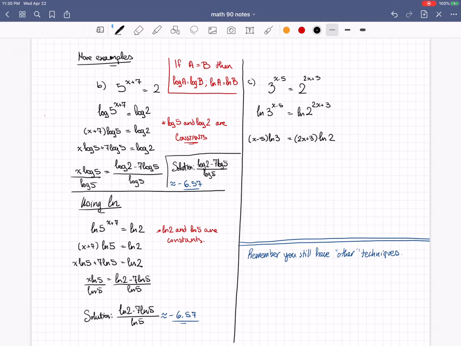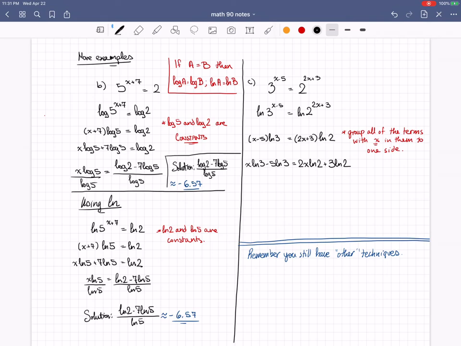And remember, the goal is to get x by itself on one side. So what I'm going to say here is we're going to group all of the terms with x in them to one side. Okay, so here we go. To do that, we're first going to distribute. So we have x log 3 minus 5 log 3 is equal to 2x log 2 plus 3 log 2.